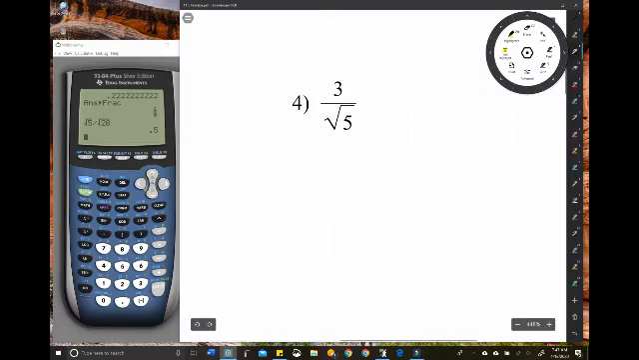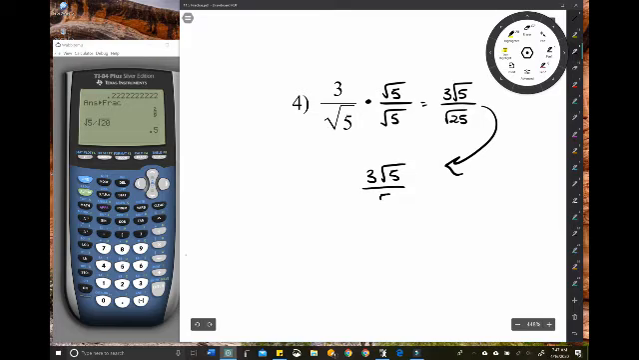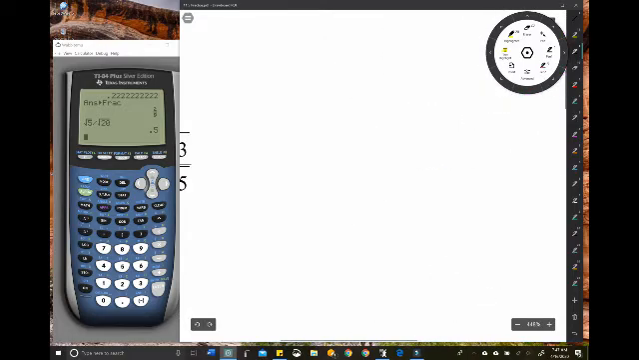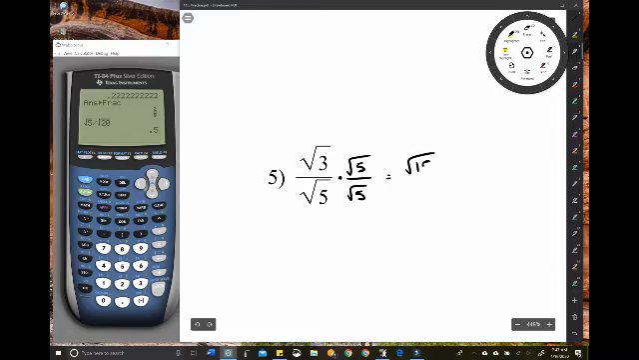Similar idea. They can't divide because 3 and 5 are different types of numbers. So multiply by root of 5 all over root of 5. That's just 3 roots of 5 all over the root of 25. Root of 25 just becomes a regular old 5. Boom. So notice, square root of 25 is just a regular 5. All right, 5 here, similar idea. Square root of 5 over square root of 5 equals square root of 15 all over square root of 25, which is square root of 15 all over 5.